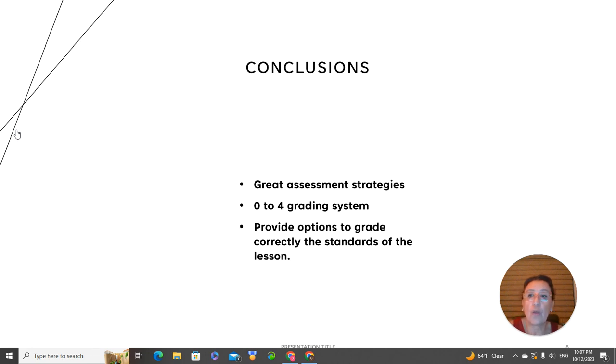So that's all I have to say about the book. I will really recommend it. Like I said, if your district is in the 0 to 4, I will really recommend this book, because it has a lot of good strategies for you to be able to cover the standards in the best way.